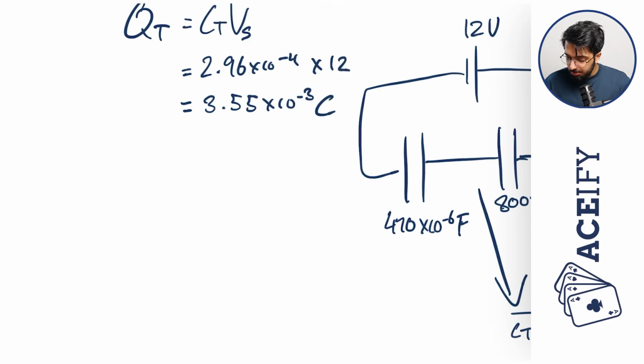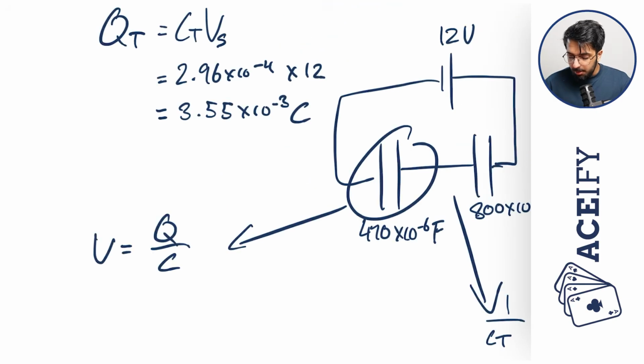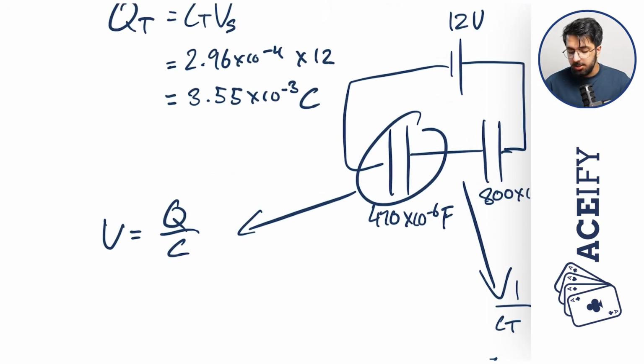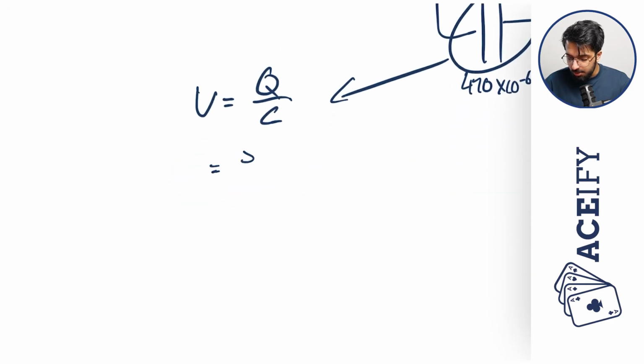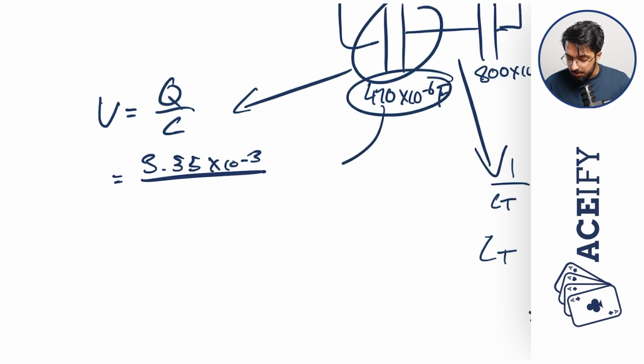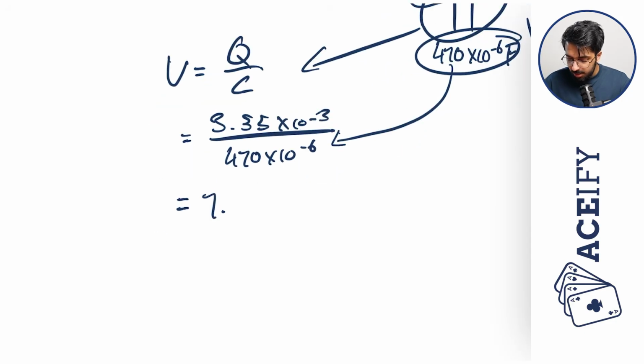And so therefore the voltage across this capacitor is equal to V equals Q all over C. Remember that the charge on each capacitor in series is equal to the total charge. So the charge is 3.55 times 10 to the negative 3 all over the capacitance of this capacitor, which is given right here, so we can plug that in: 470 times 10 to the negative 6, and this gives a voltage of 7.56 volts. There we go. And with that, we're done.